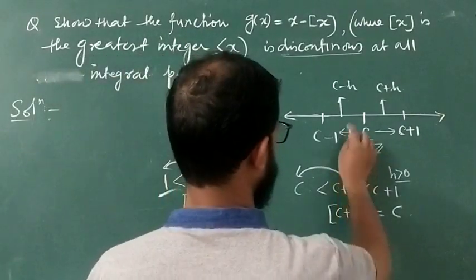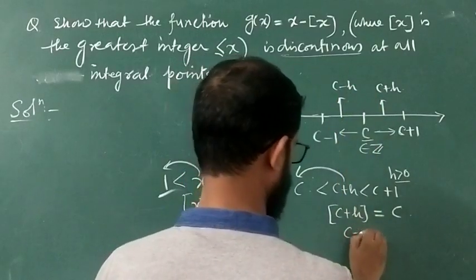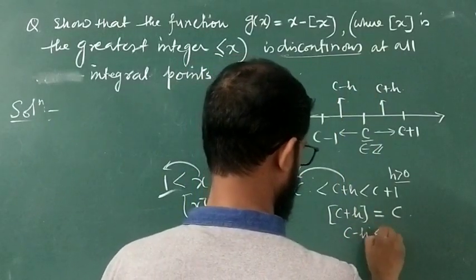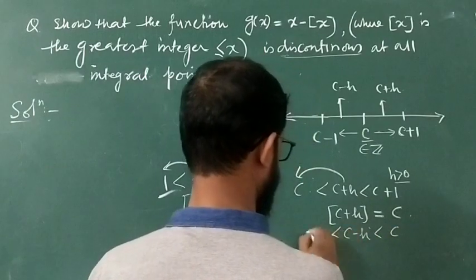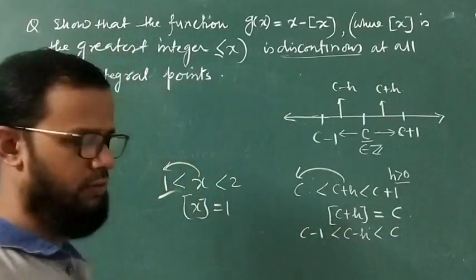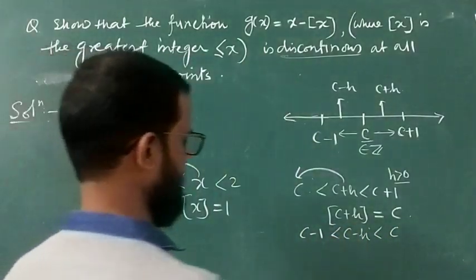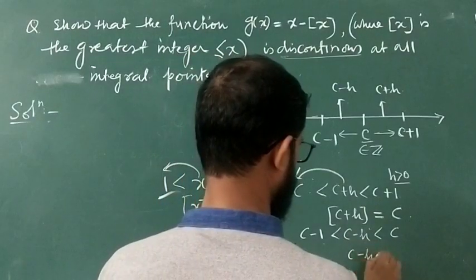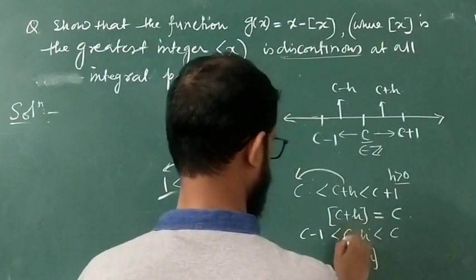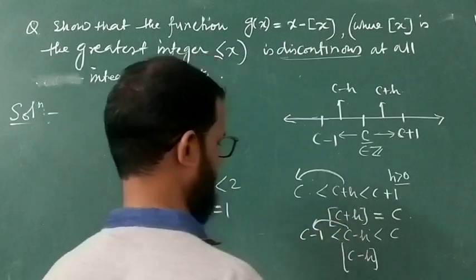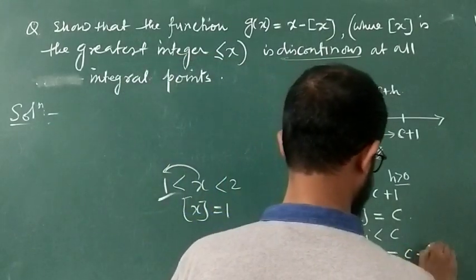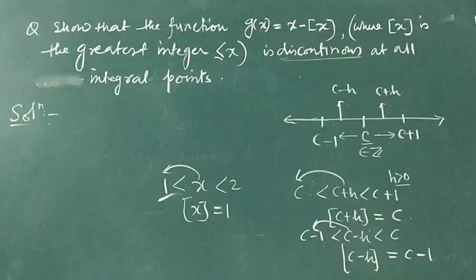Similarly there is c minus h. What will happen? c minus h lies between c minus 1 and c. Therefore the greatest integer of c minus h will again be the left number, which is equal to c minus 1. So this is a very important concept.